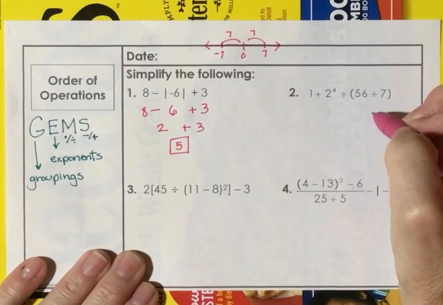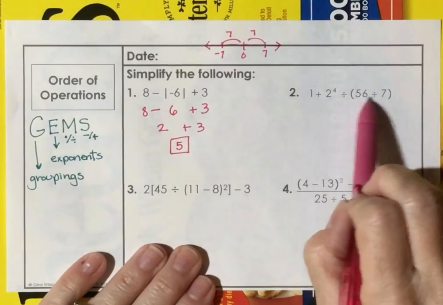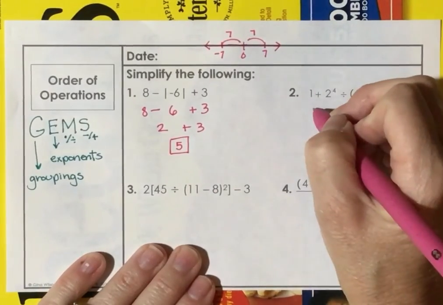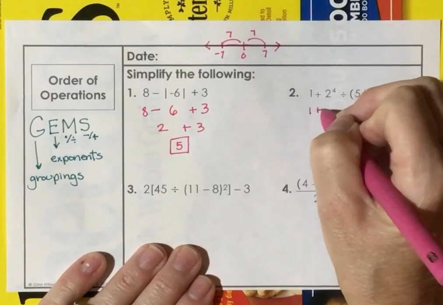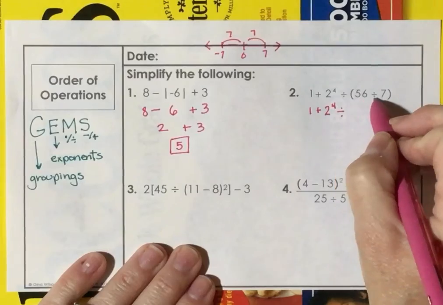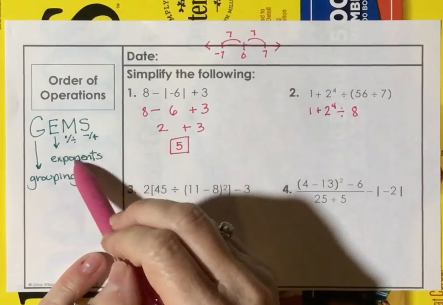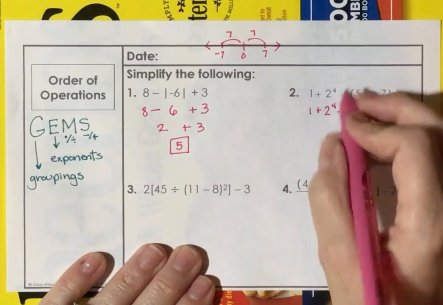Okay, for number 2, again, I'm looking for groupings, and I see a grouping right here, so that's what I'm going to do first. So everything else, I'm just going to go ahead and bring it right down. 56 divided by 7 is 8. Now I see next I have exponents, and we have an exponent here.